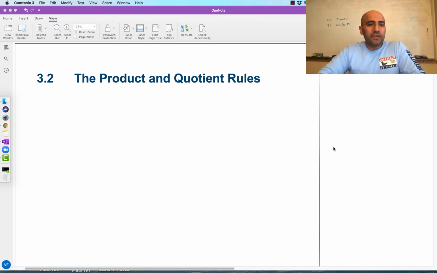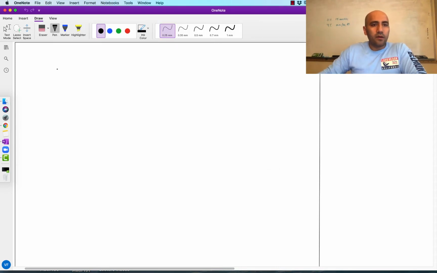Okay, chapter 3, section 2, the product and quotient rule. Okay, so let's start with the product rule. Let's say the following problem is given. f of x is equal to x cubed times x squared plus 1, and we're asked to find the first derivative of this function.